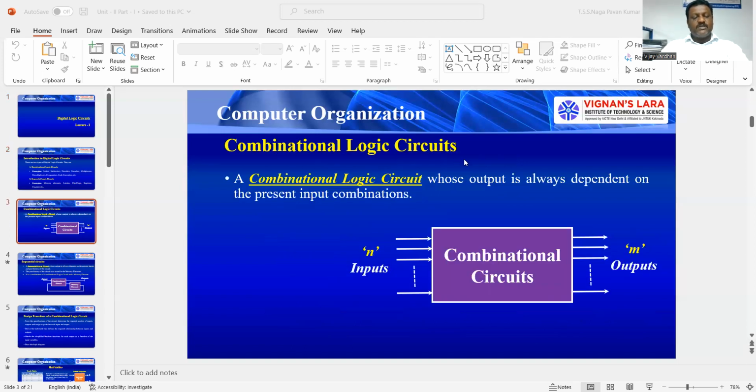Into combinational logic circuit. What is a combinational logic circuit? A combinational logic circuit is one whose output is always dependent on the present input combinations. See here, friends, this is a combinational logic circuit. It has m number of outputs with n number of inputs. These outputs always depend on the present input combinations available on these n inputs, so we call these circuits combinational logic circuits. That means the output of the circuit completely depends on the combinations present over the inputs.